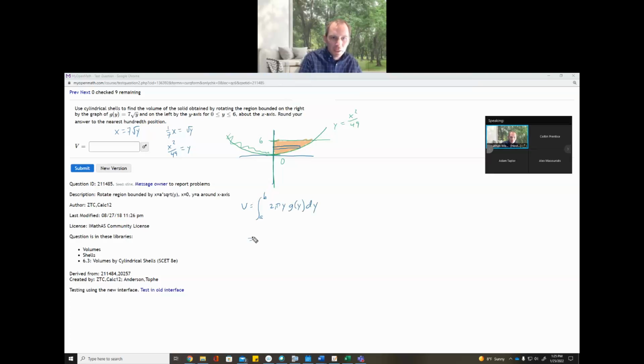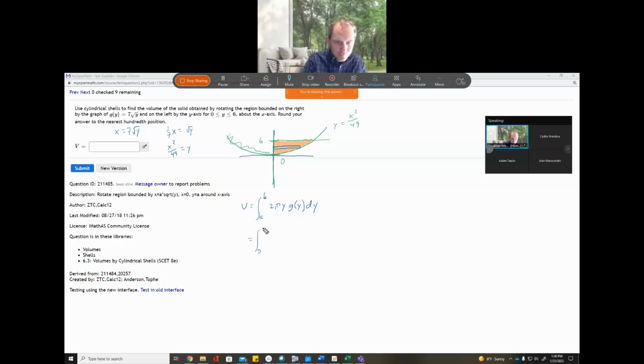Now we have to be a little bit careful. The g of y I'm using here doesn't have to line up with the g of y that we're given in the problem. It does in this case because I'm going between the function and the axis. But if I was going between two functions or something like that, the g of y we put in here is how wide our rectangle is. We've got to be a little bit careful about that. But in this case, we're all right. So my y values are going from 0 to 6.